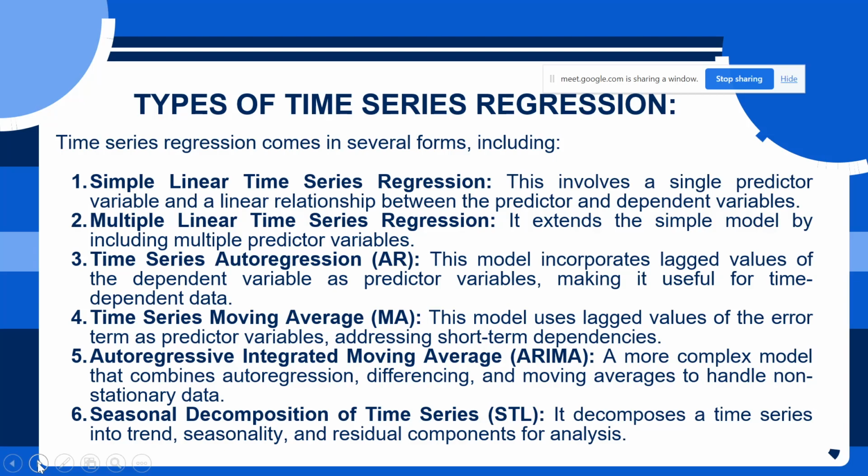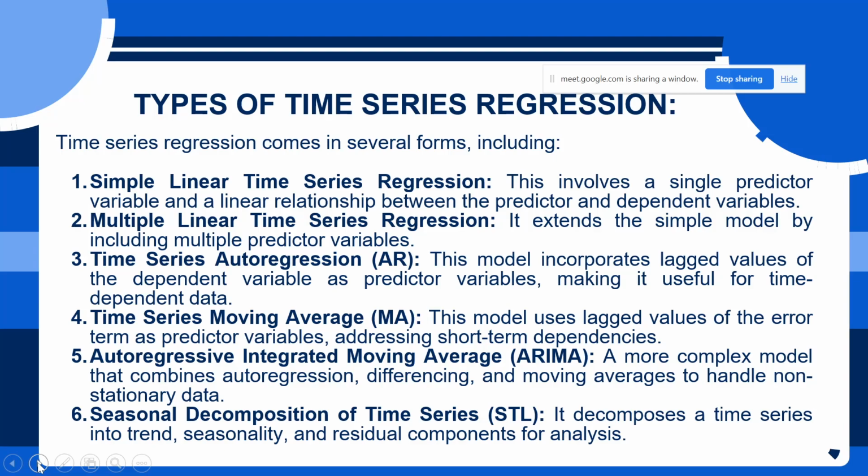So in multiple linear regression, the variables are also assumed to be time dependent. This means that the relationship between the dependent variable and the independent variables can change over time.